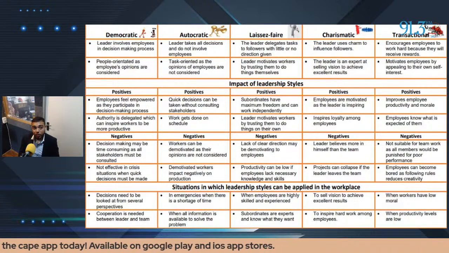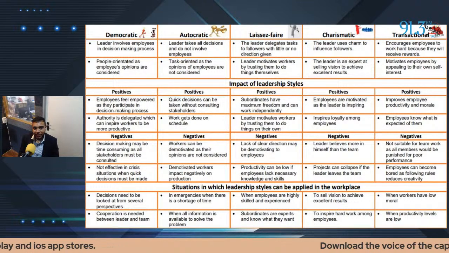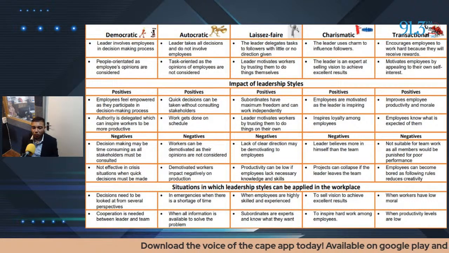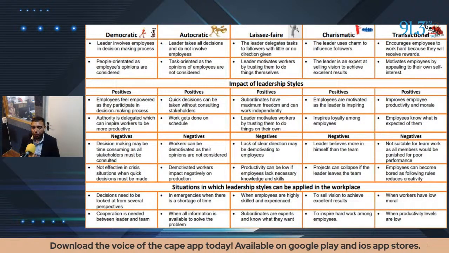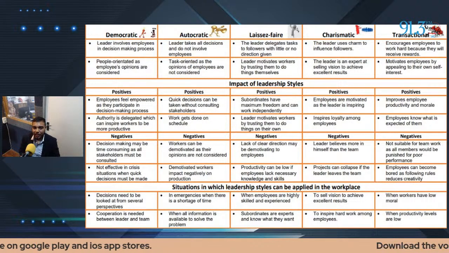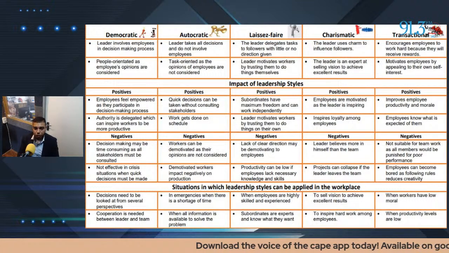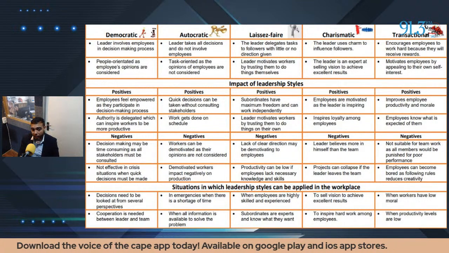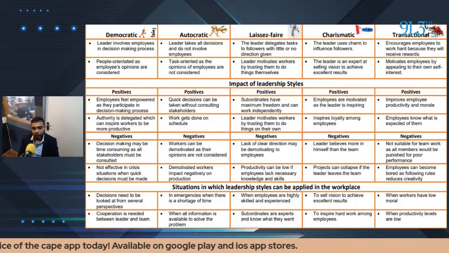Work gets done on schedule. So our negatives, workers can be demotivated as their opinions are not considered. So you don't have a say, you don't feel welcomed, or your input is not considered. Therefore, you now are demotivated and productivity can actually decrease. So demotivated workers impact negatively on production. Our situation that we might face is in emergencies, when there's a shortage of time or when all information is not available to solve the problem.